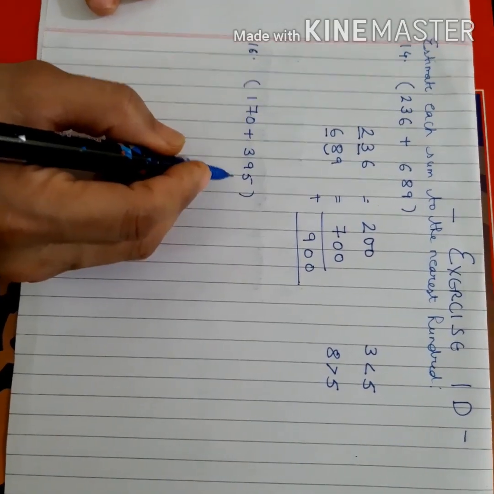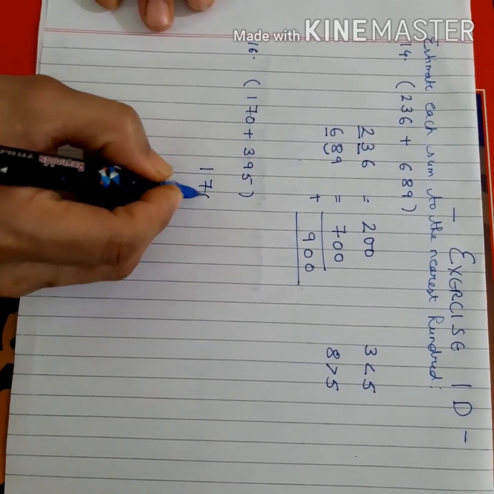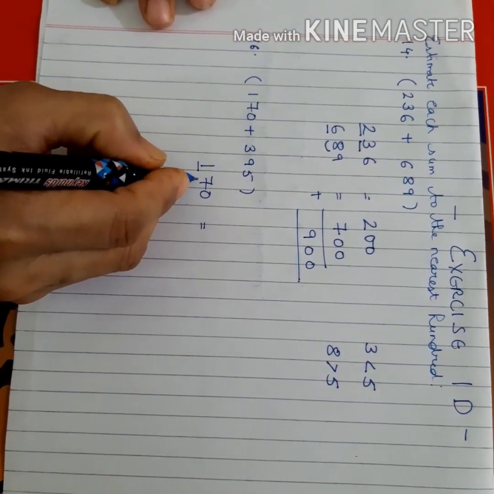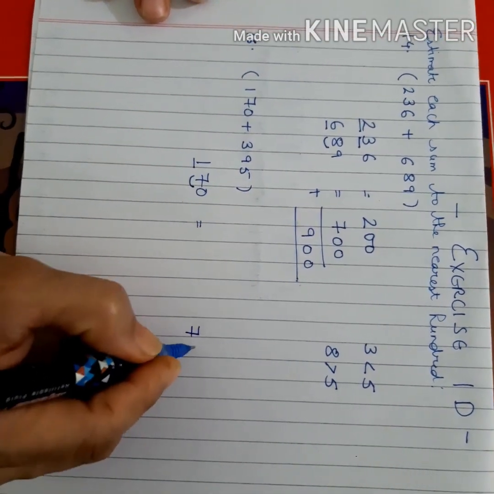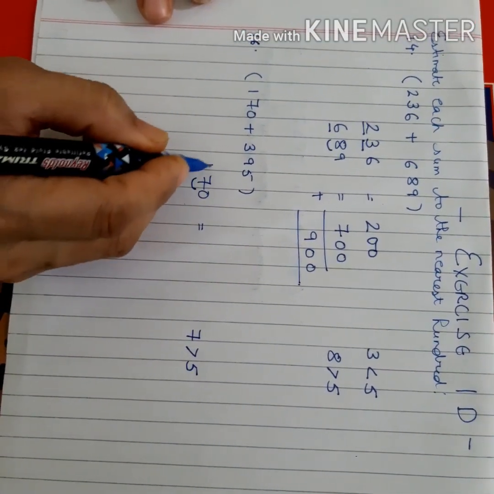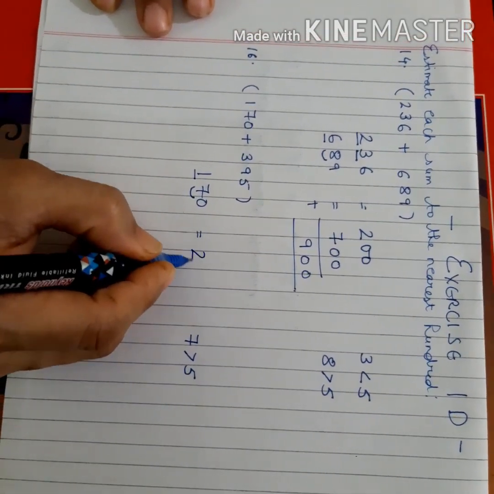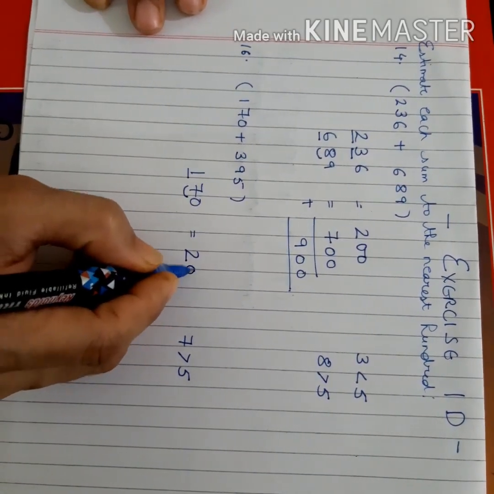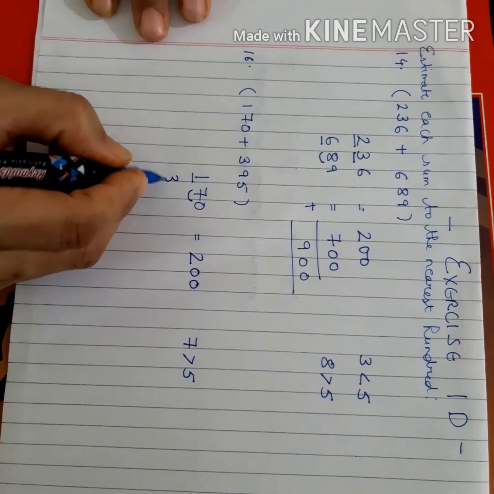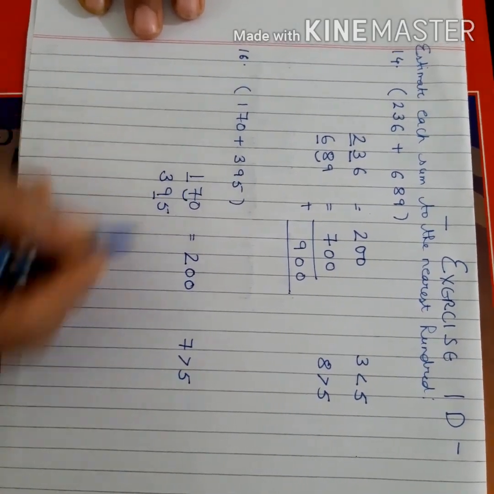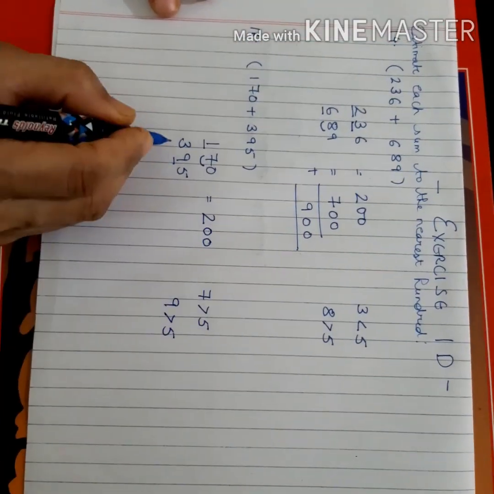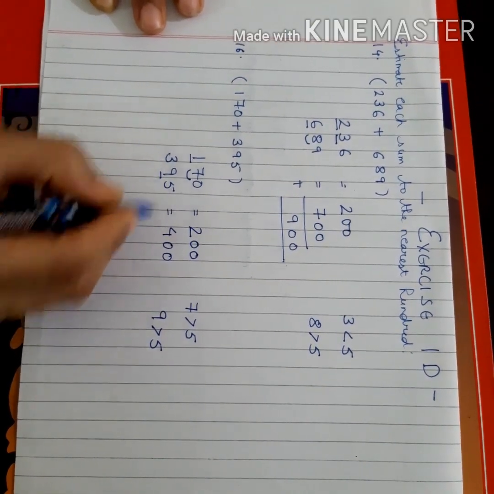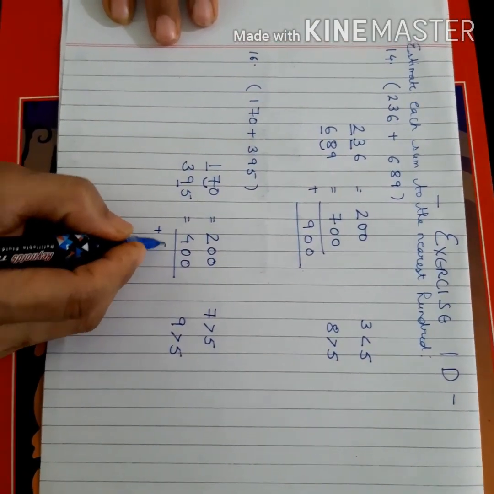Here it is 170 plus 395. 170, we have to round off to the nearest 100 only. We will underline the 100 place. We will check the 10th place. This 7 is more than 5. So the 100 place will increase by 1. So it will become 2 and both the digits will become 0. 395. Again this 9 is more than 5. This will become 4 and both these digits will become 0. Now we will add it.